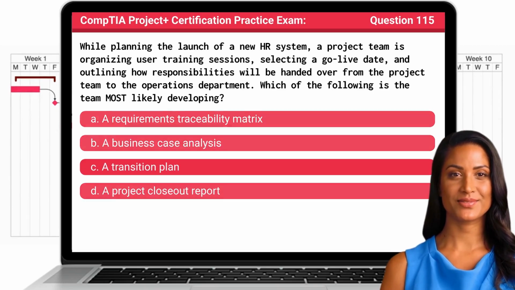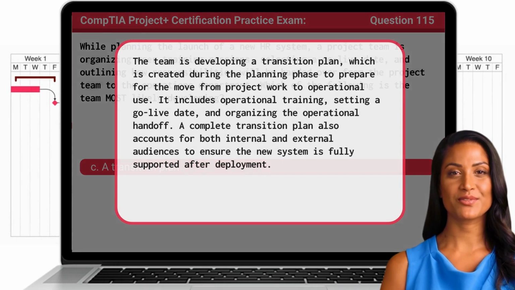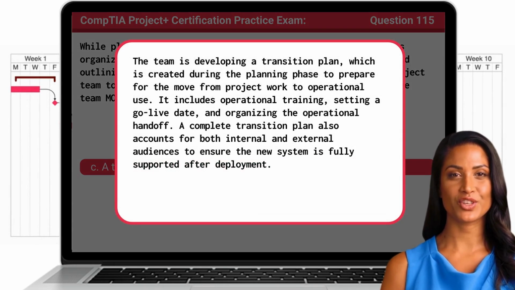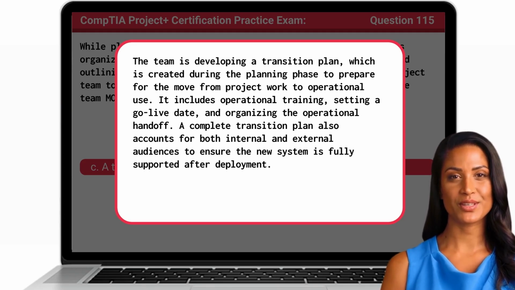The answer is C. A transition plan. The team is developing a transition plan, which is created during the planning phase to prepare for the move from project work to operational use. It includes operational training, setting a go-live date, and organizing the operational handoff. A complete transition plan also accounts for both internal and external audiences to ensure the new system is fully supported after deployment.